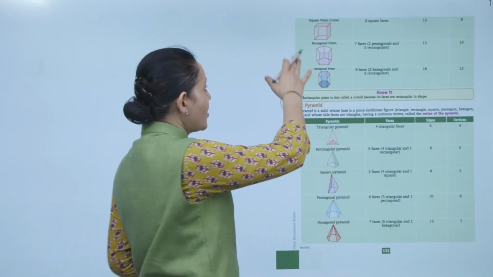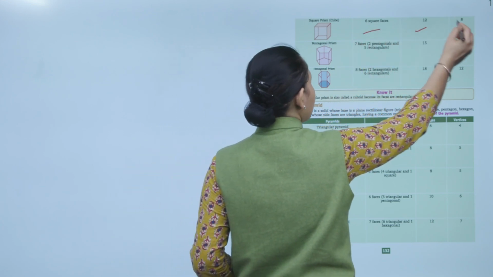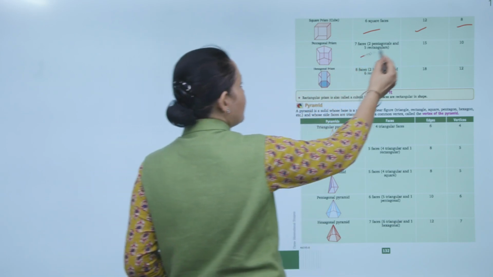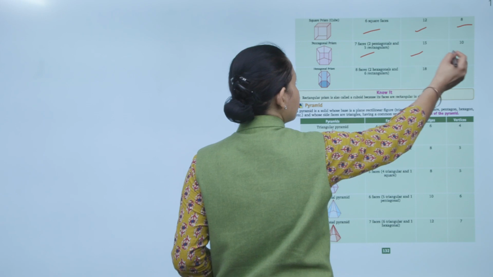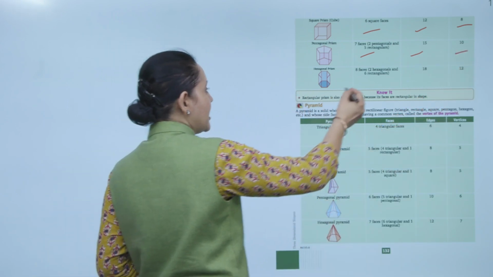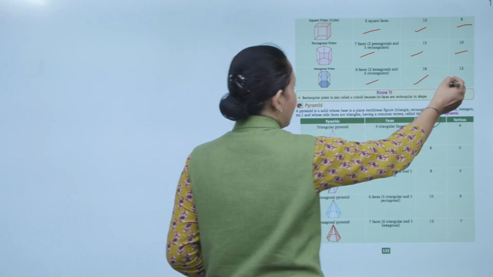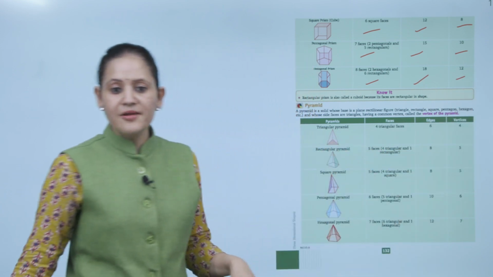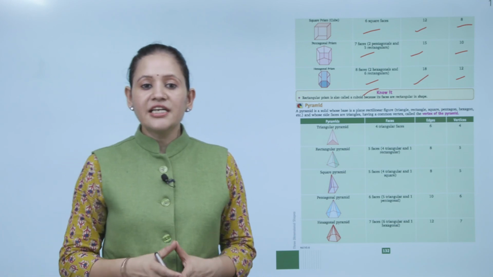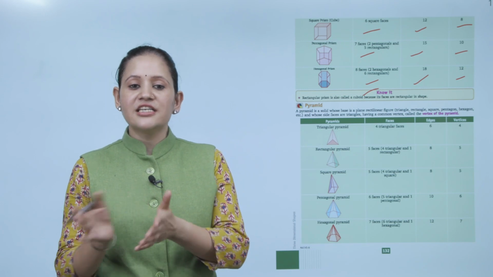Next, square prism: 6 square faces, 12 edges and 8 vertices. Clear? This is a pentagon prism: 7 faces, 15 edges and 10 vertices. Hexagon prism: 8 faces, 18 edges and 12 vertices. Clear? Next, know it. A rectangular prism is also called a cuboid because its faces are rectangular in shape.